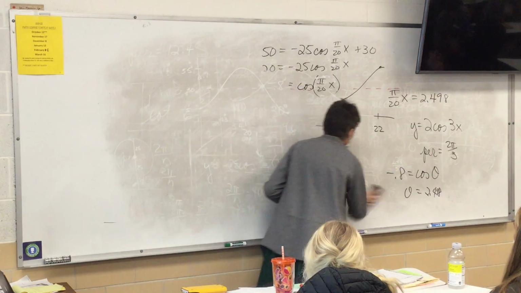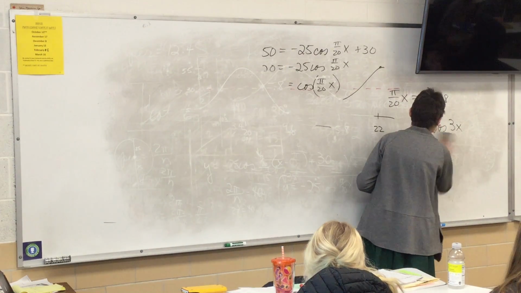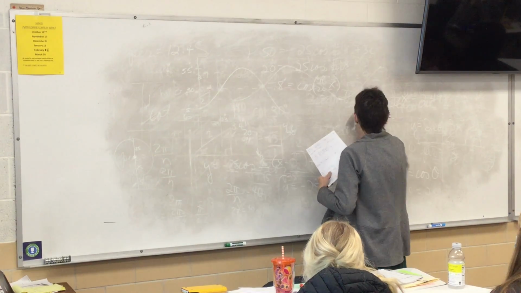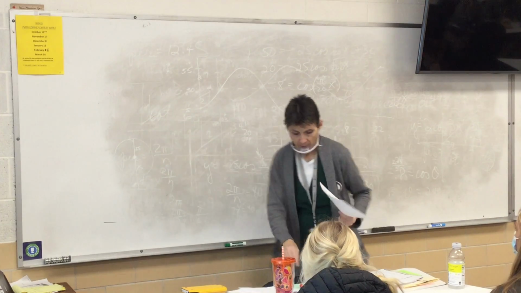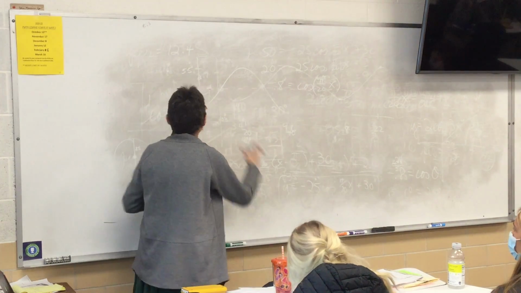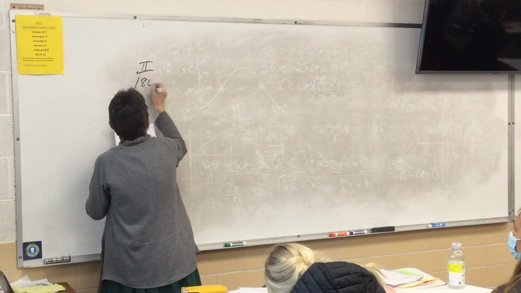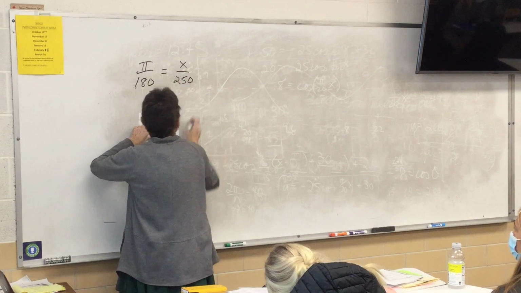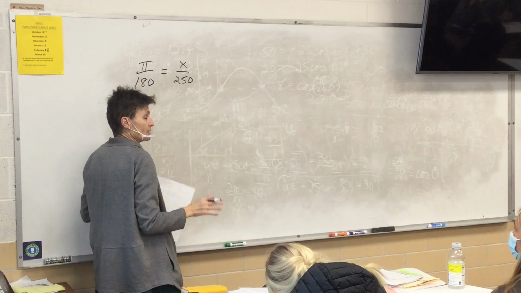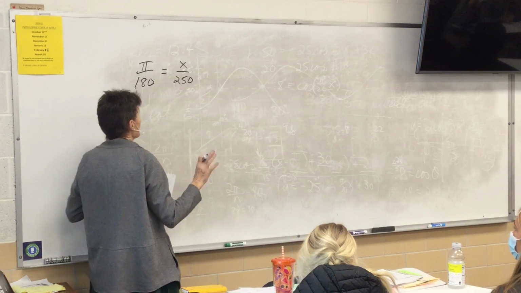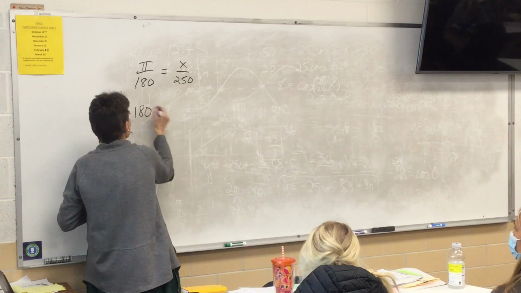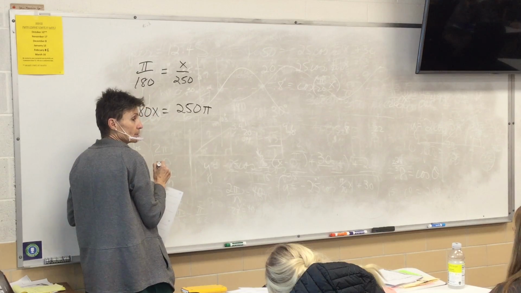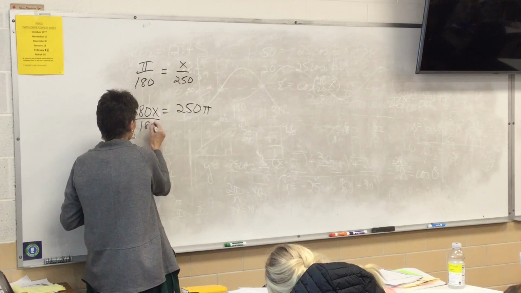Well, you gotta set up a proportion and cross multiply. That's exactly right. So what does our proportion look like? Who remembers? Pi over 180 equals x over 250. Now this is no calculator, so you're gonna have to be able to handle this, but you can. It's 180x equals 250 pi. And then we'll divide by 180.